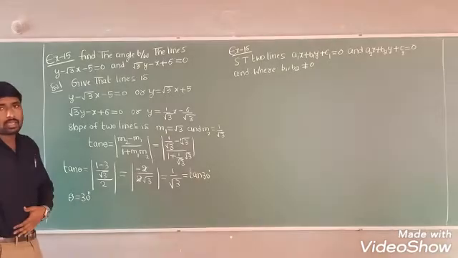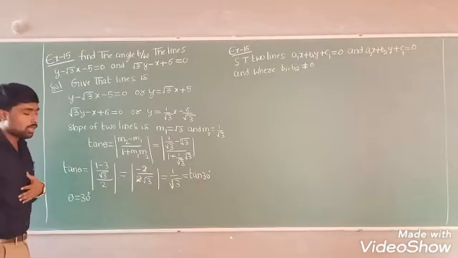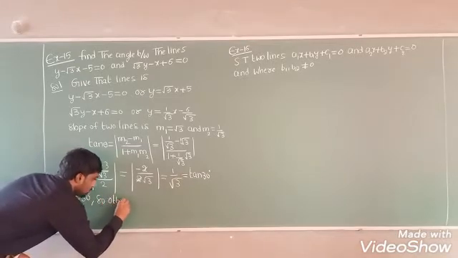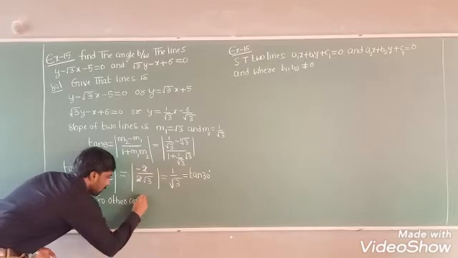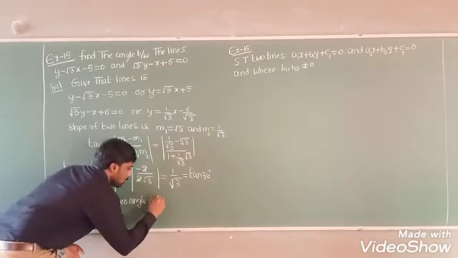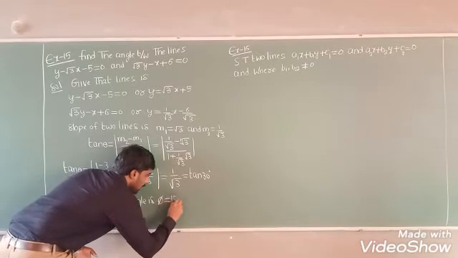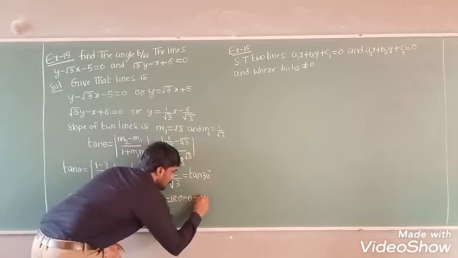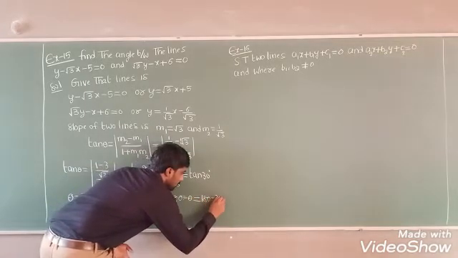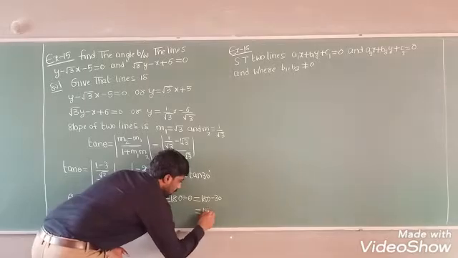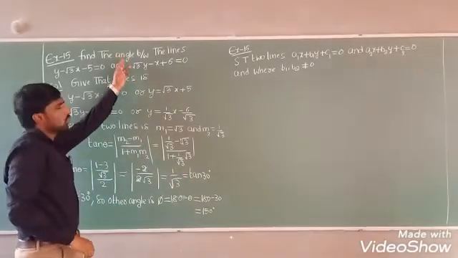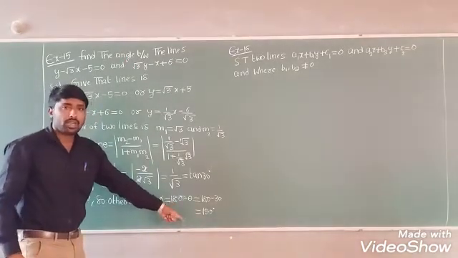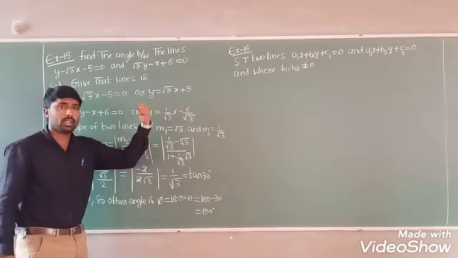One more angle is there. What is that angle? 180 minus theta. The other angle phi equal to 180 minus theta. So it becomes 180 minus 30, so you will get 150 degrees. So the angle between the two lines is 30 degrees and 150 degrees. At last we have to write that statement. Is it clear, everyone?